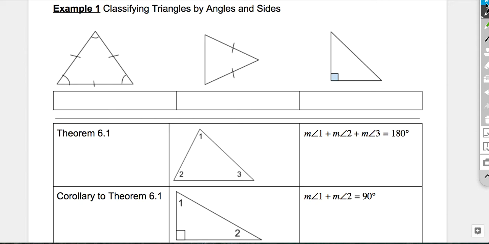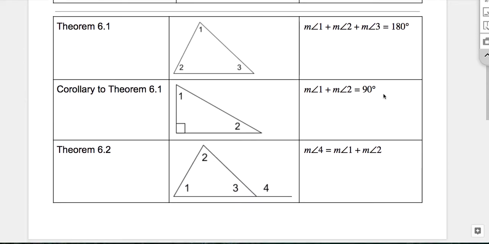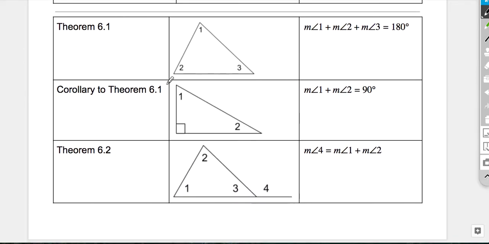So now let's look at some of the theorems that we have in this section. So Theorem 1 is better known as the triangle sum theorem.